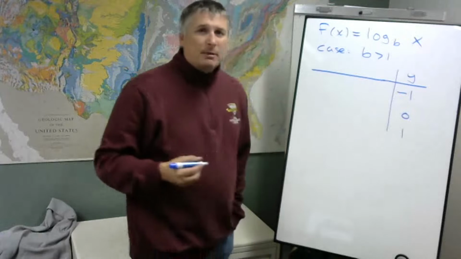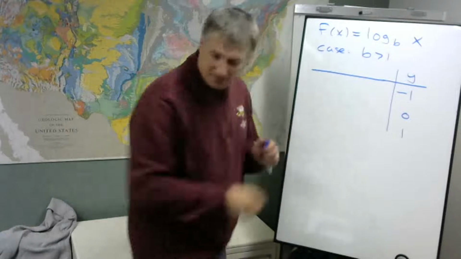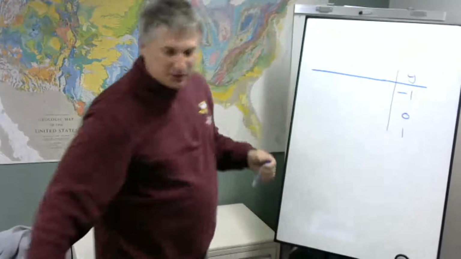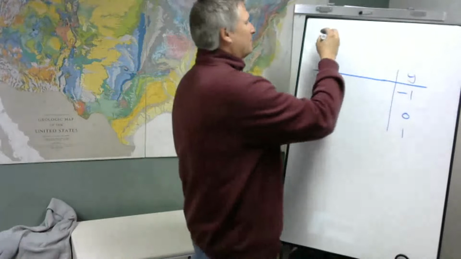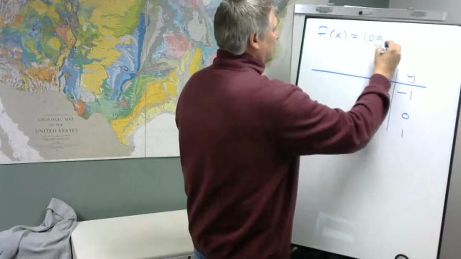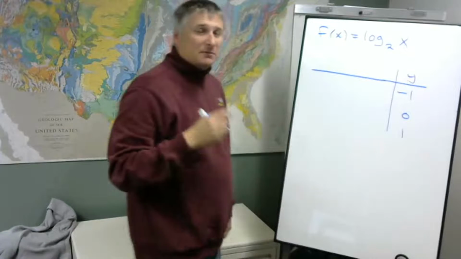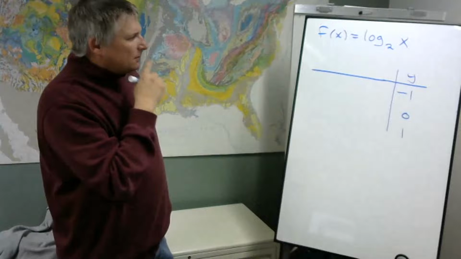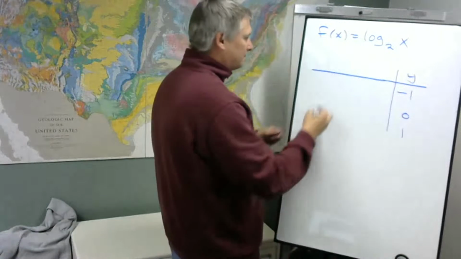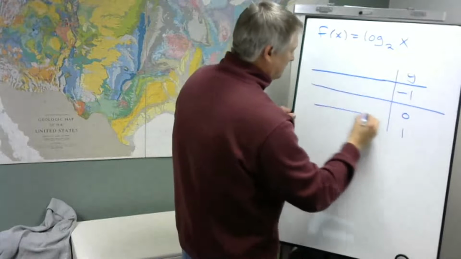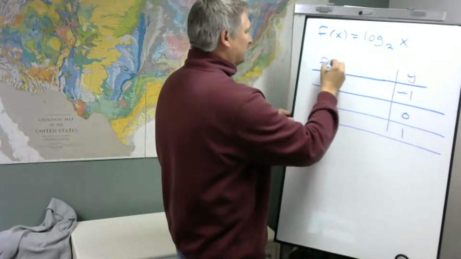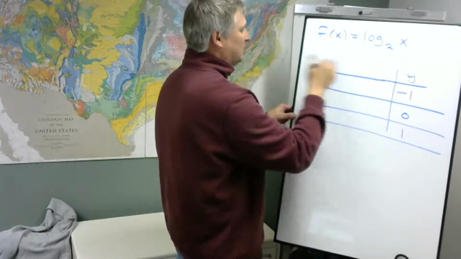So let's choose a base. We've got to come up with a base. So let's go with a base of 2, just like we did with the exponential function. We have a base of 2. So we know what the output is. We want to figure out what the input was. Let's call this x.